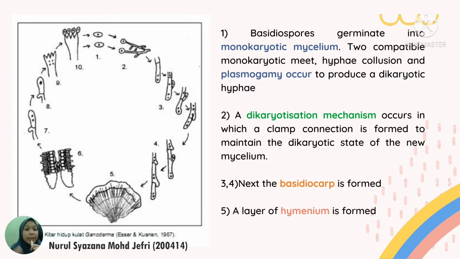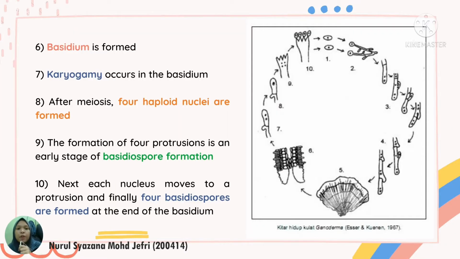For the third to fourth stages, you can see the basidial cup is formed. In the fifth stage, the layer of hymenium is fully formed. For the sixth stage, the basidium is formed, and in the seventh stage, karyogamy occurs in the basidium, and after meiosis you can produce four haploid nuclei. In the ninth stage, you can see four protrusions, which we also call spore formation. And in the tenth stage, you can see four basidiospores are formed.